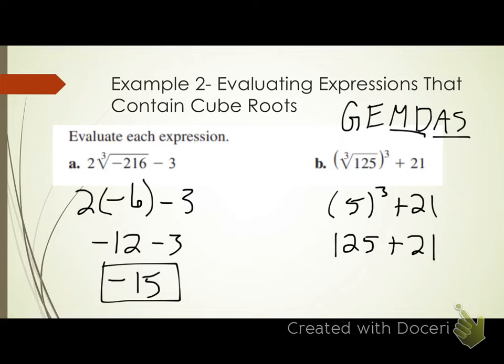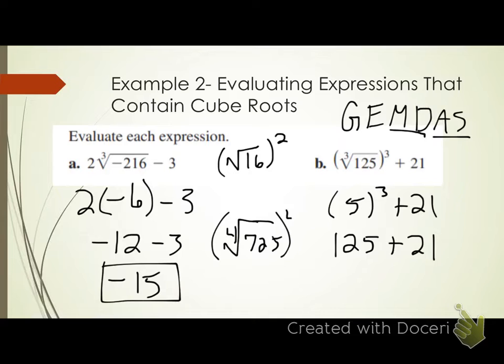Notice I've got a cube root raised to the third power. Those two things cancel each other out, okay? If I have a cube root raised to the third power, I'm just going to be left with the number under the radical. Same thing's going to happen if I square a square root. If I have the square root of 16 squared, I would get what? 16. If I have the fourth root of 725 raised to the fourth power, what am I going to get? 725. Those two numbers do have to match in order for this to work, the index and my exponent.